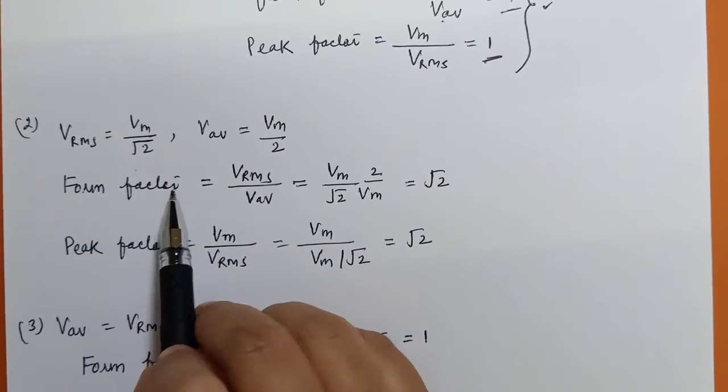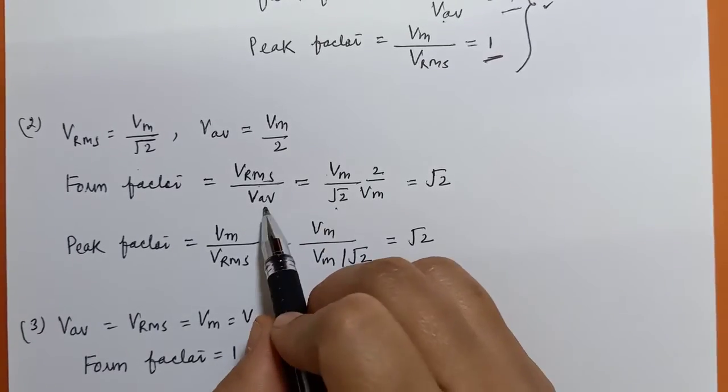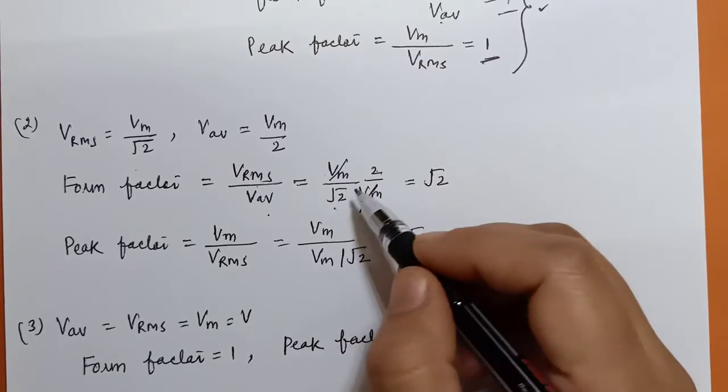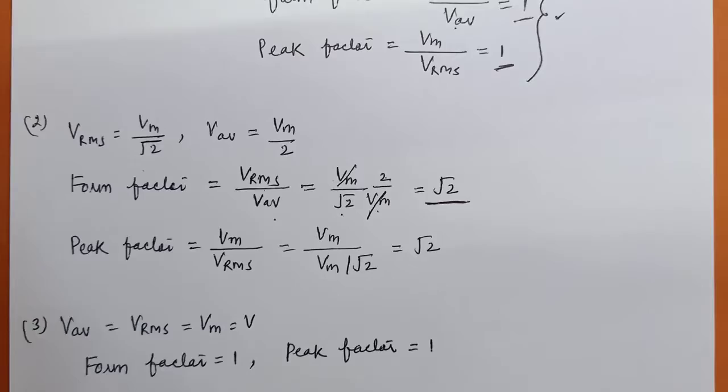So form factor will be RMS divided by average. RMS is Vm by root 2, average is Vm by 2. So Vm gets cancelled, 2 and root 2 get cancelled, and the result will be root 2.